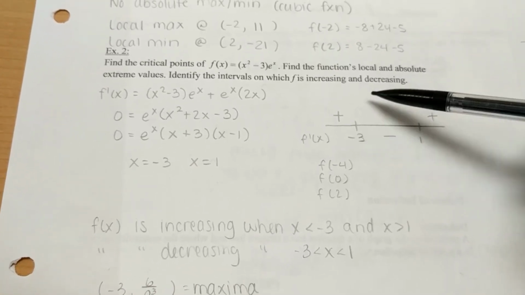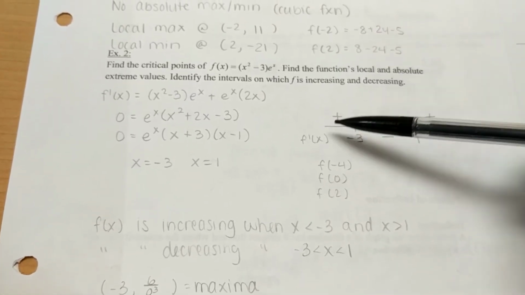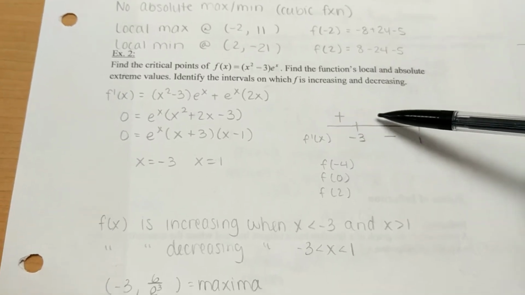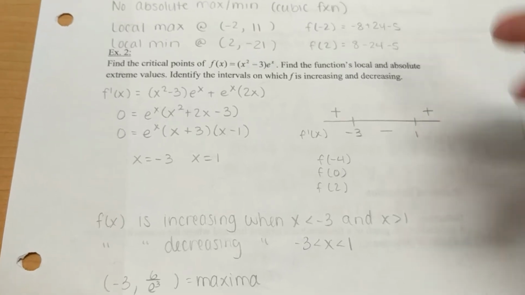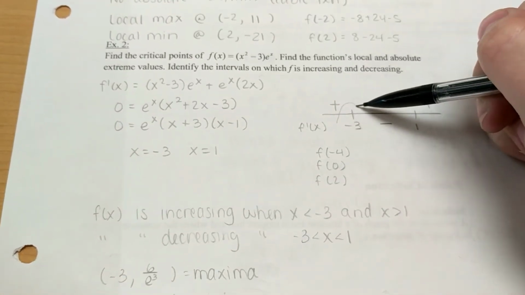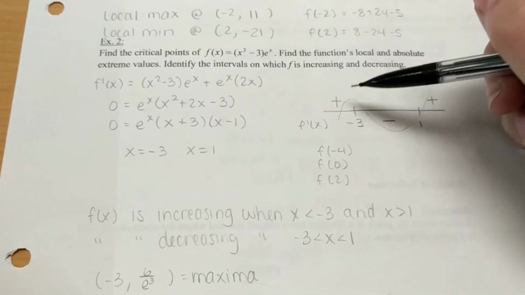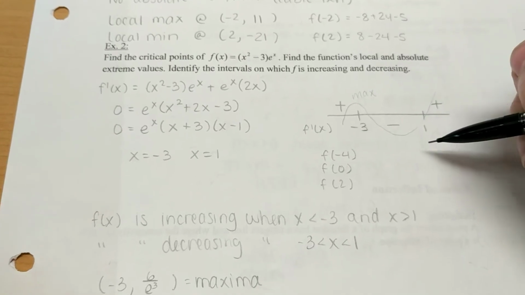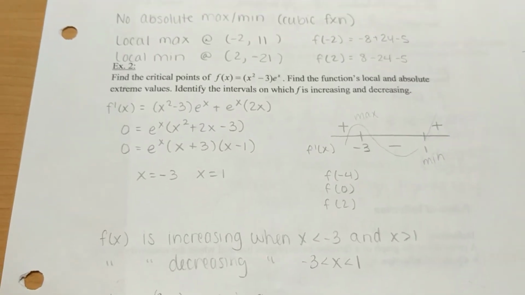So when I did my sign chart, we get a positive, a negative, and a positive. That means that the original function went from increasing to decreasing back to increasing. And in fact, it might help you to draw that in. Decreasing back to increasing. So that means we've got a max happening here and we've got a min, I missed that a little bit, happening here.